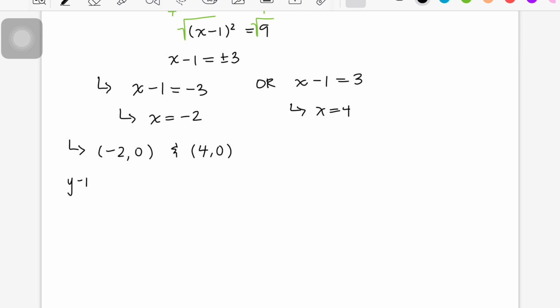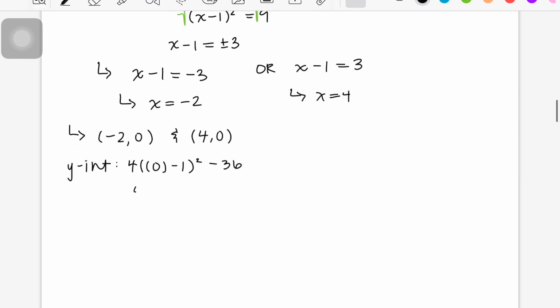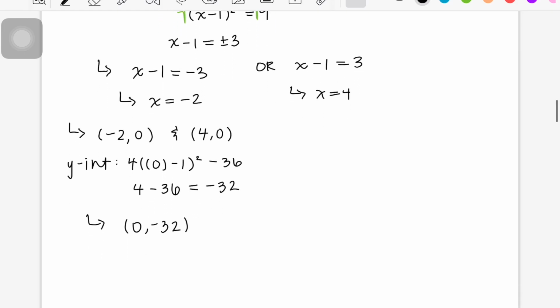Similarly, our y-intercept, we'll find this by plugging 0 into our equation. So in this case, we'll get 4 times (-1)², which is just 4, minus 36. So this will give us -32. So our y-intercept is (0, -32). All right, so with that information, we can graph this.